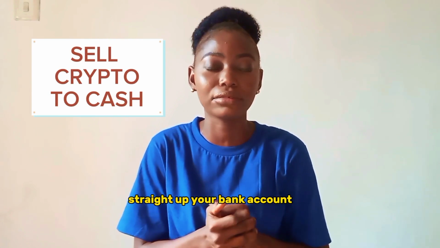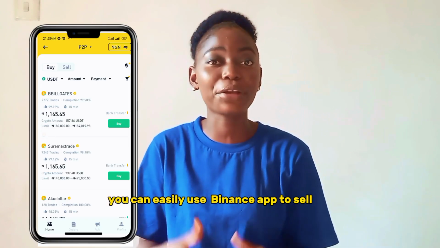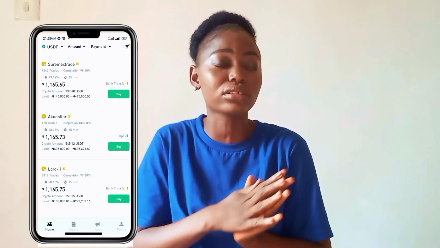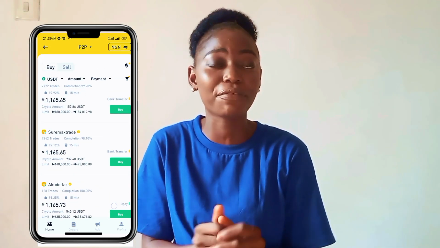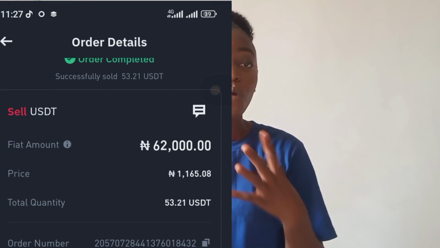I'm going to be showing you how you can sell your cryptocurrency into cash straight up in your bank account. I'm going to show you how you can easily use the Binance app to sell your cryptocurrency, whether it is BTC, USDT, BNB, Ethereum, or any sort of cryptocurrency you have in your crypto wallet. I'm going to show you how you can easily convert it into cash in your bank account, and this is going to be a simple process for you to learn.